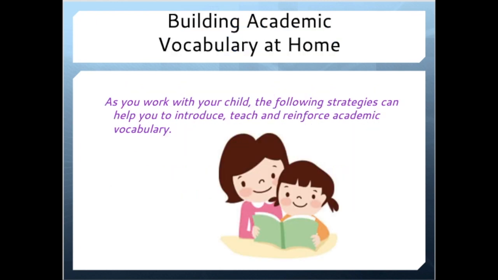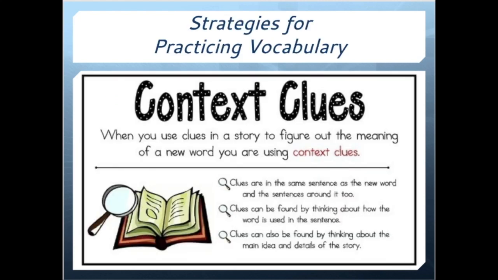So as you work with your child, here are some strategies that can help you introduce, teach, and reinforce academic vocabulary. Context clues. When you use clues in a story to figure out the meaning of a new word, you are using context clues. Clues are in the same sentence as a new word and the sentences around it. Clues can be found by thinking about how the word is used in sentences. Clues can also be found by thinking about the main idea and details of a story.